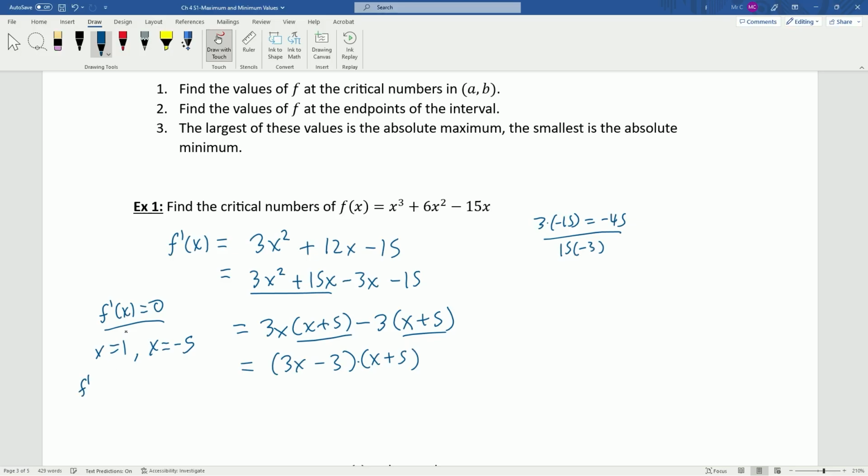But we should always think about where the derivative might not exist. Of course, this function is differentiable everywhere. It's a polynomial. So we'll just note that this exists everywhere. So these are my only critical numbers.